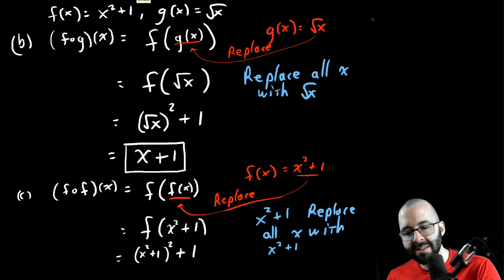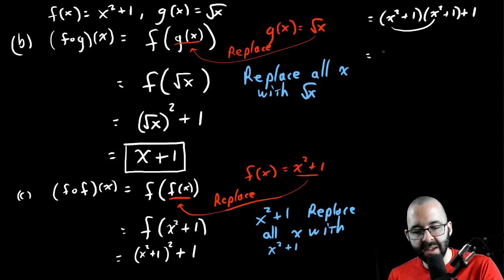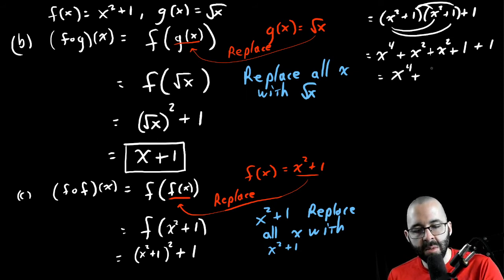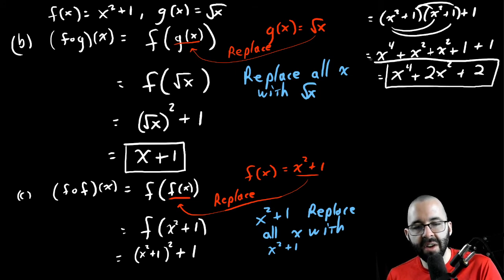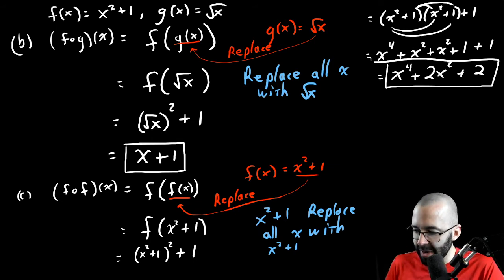And then we could simplify this a little bit. Remember, if something is squared, squared just means multiplied by itself, so it simplifies to this. And then we FOIL. X squared times x squared is x to the fourth. X squared times 1 is x squared. X squared times 1 is x squared. And 1 times 1 is 1. Combine like terms, and you should get x to the fourth plus 1x squared plus another x squared is 2x squared. 1 plus 1 is 2. This is what f of f simplifies to. All right, which is kind of crazy, kind of weird.